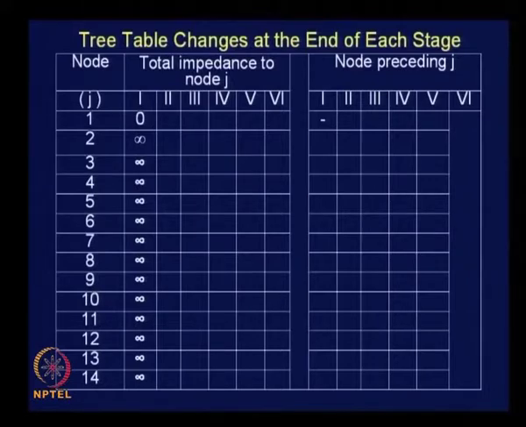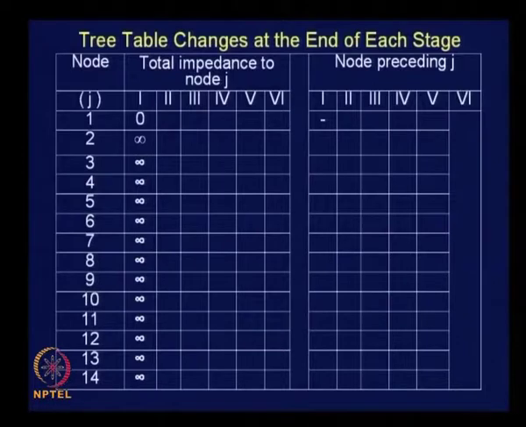We have listed all the 14 nodes, right, and the impedance to node 1 is indicated as 0. The travel time to reach node 1 is given as 0. That means we are starting from node 1 itself, and the travel time to reach all the other nodes has been given simply as infinity, a very large number. And we anticipate steps like total impedance to node j in step 1, step 2, 3, 4, 5, 6, etc. That is why we have a comprehensive table prepared for the purpose.